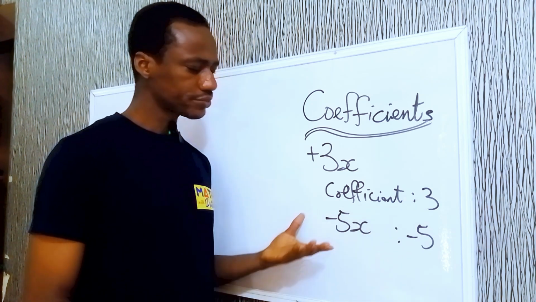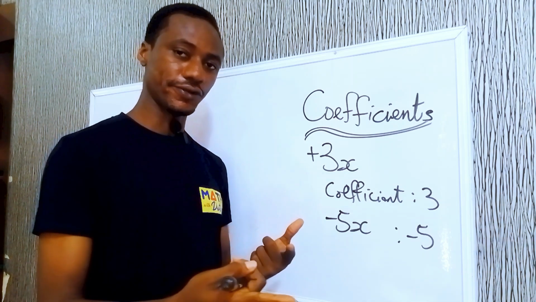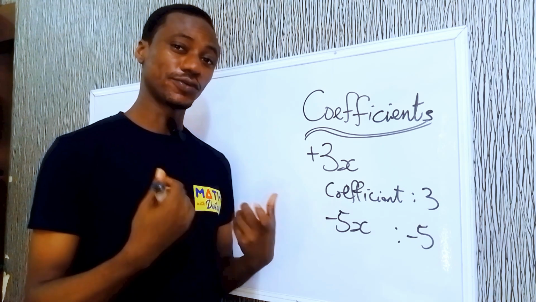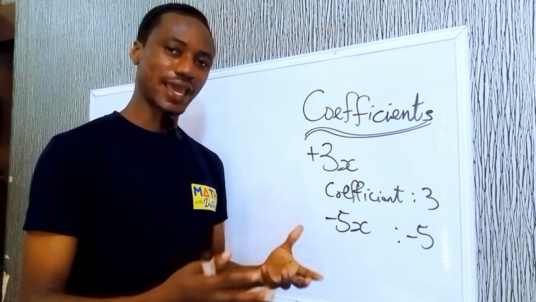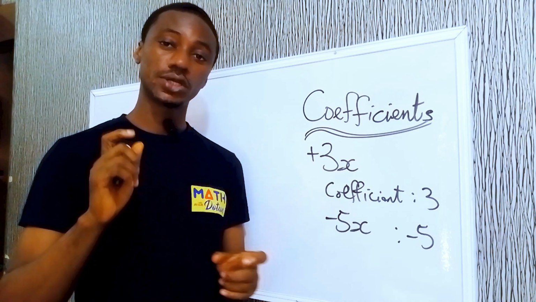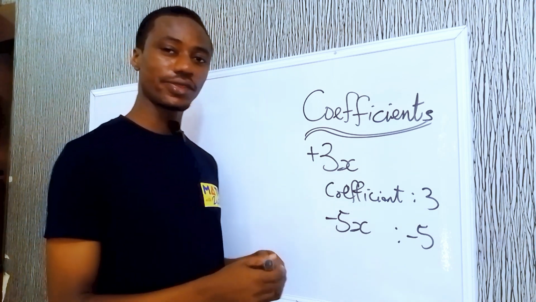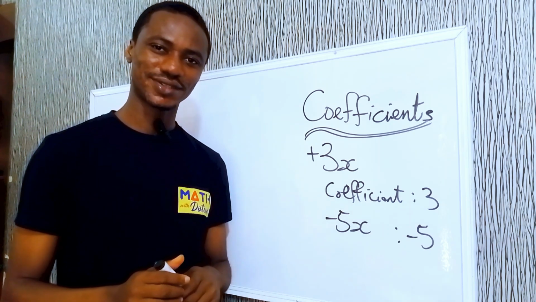So remember, a coefficient is the number multiplying the variable. In 5y, the coefficient of y will be 5. In 7n, the coefficient of n will be 7. As simple as that.